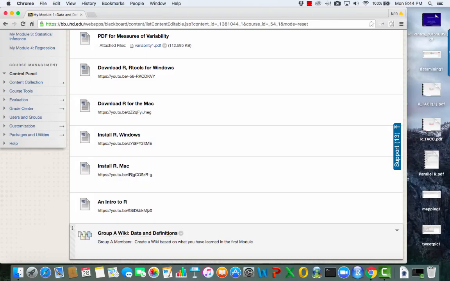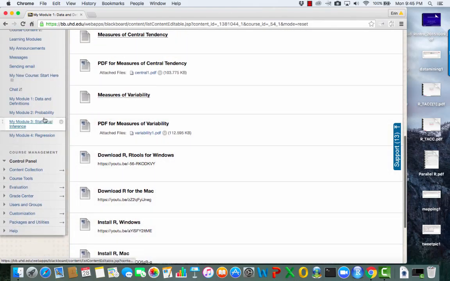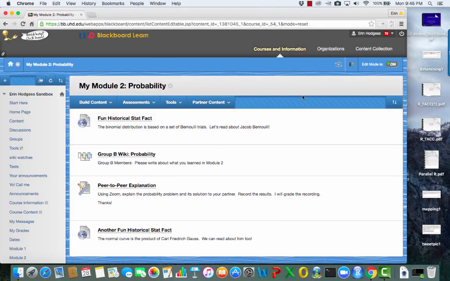In module 1, it's basic data and definitions. So we talk about means and medians and stuff, basic histograms, that sort of thing, if you're familiar with business statistics. In module 2, we do probability. So they've learned a little bit about that in finite math before we come into that, so they should know some basics. We talk about the binomial distribution and the normal distribution in great detail.